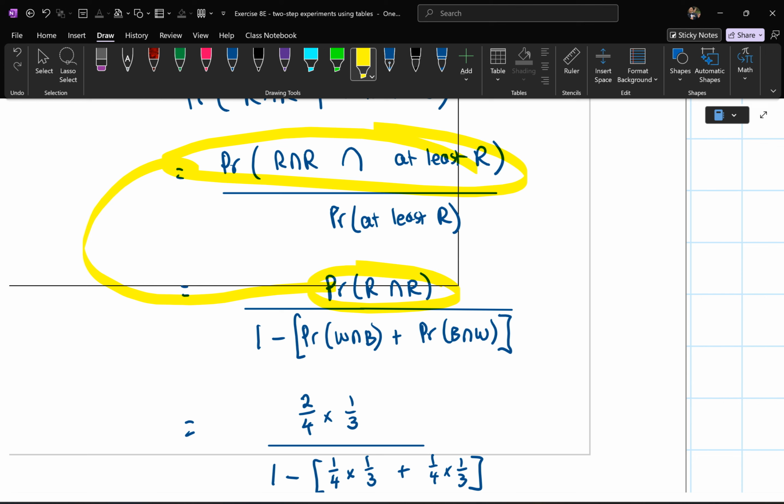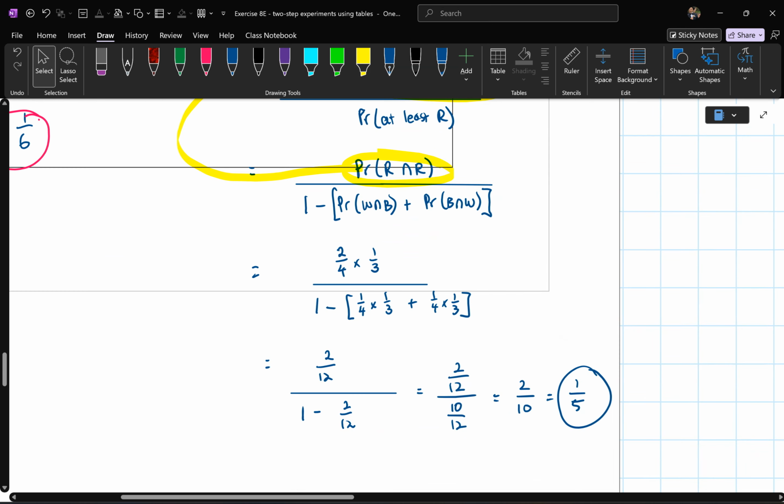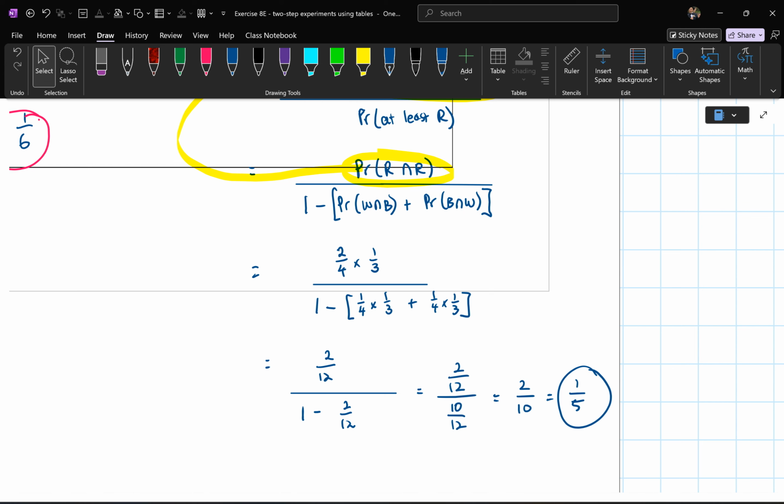If you do that all correctly, you should get this. R and R is 2/4 for the first one, then 1/3, which is the one you did beforehand. 1 minus getting a white then blue, and blue then white. It ends up being 2 out of 12 divided by 1 minus 2 out of 12. Well, then that gives you now 10 out of 12, and that's 2 out of 12, so 2/10, which is 1/5. This was a tricky one.